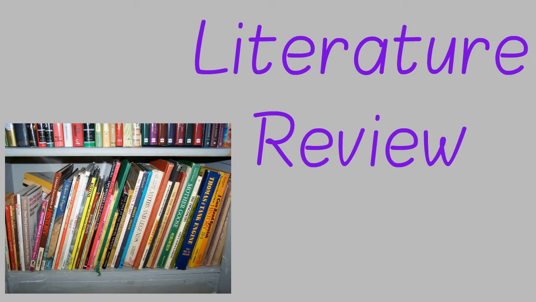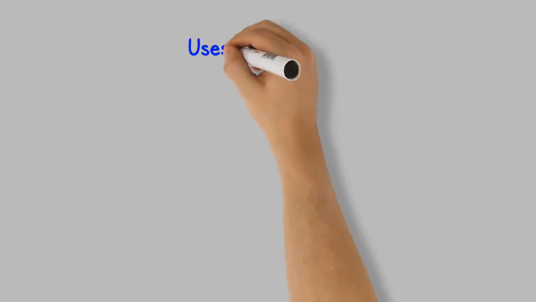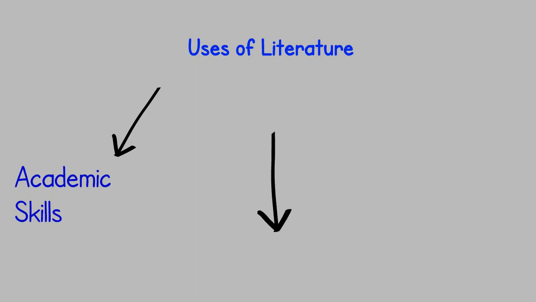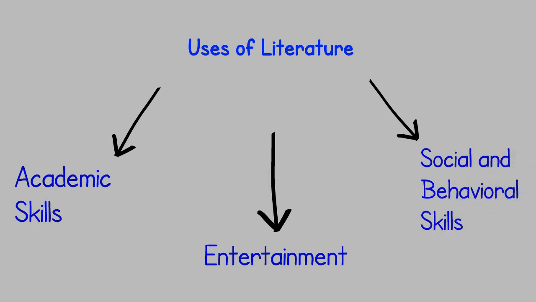The background knowledge for our research was based on our combined literature reviews. Our literature reviews were about types of children's literature, engaging and motivating students using literature, and bibliotherapy. When using literature in the classrooms, teachers incorporate it for three main purposes. Academic skills would include content knowledge, comprehension, and language skills. The second purpose is entertainment, which is when students read for enjoyment. The third use is social and behavioral skills.